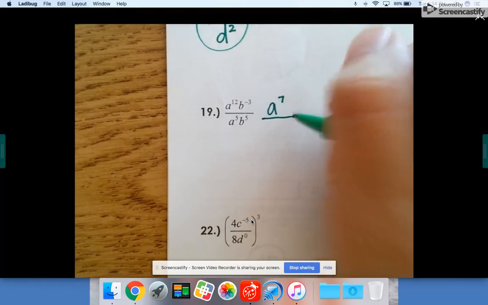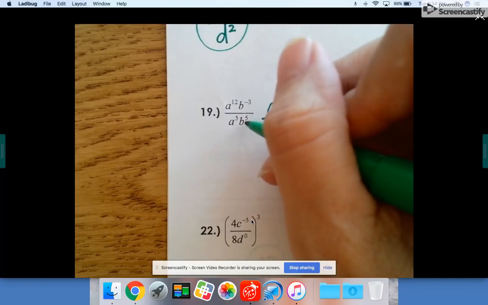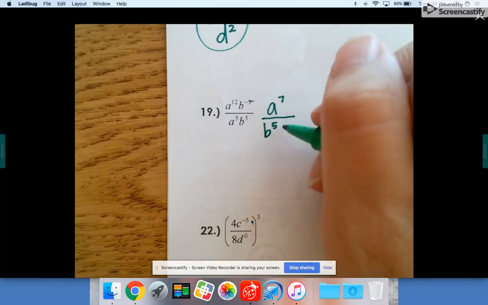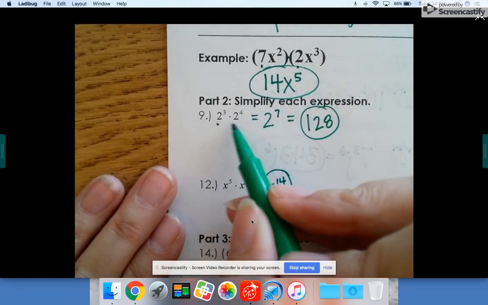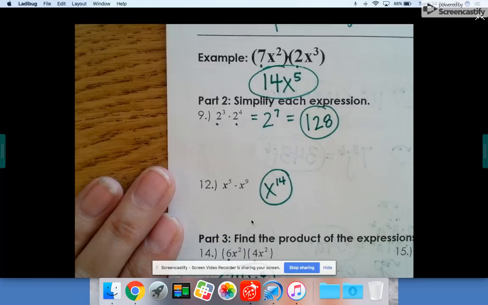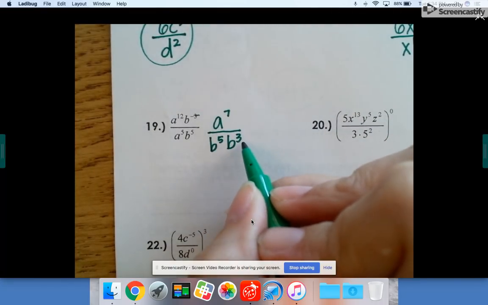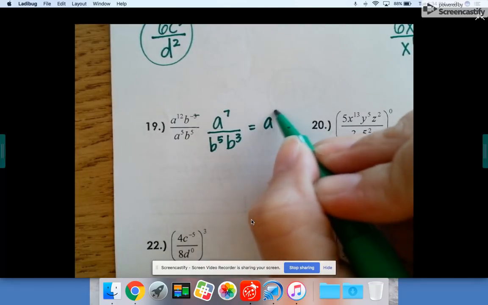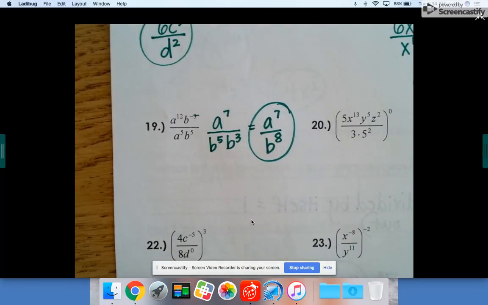Okay, here's where it's a little tricky. This is a negative, so it's going to flip to the bottom. This one is already on the bottom, and it's not negative, so we're going to leave it there. So we first have b to the 5 at the bottom, and now we flipped the b to the 3 also at the bottom and made it positive. Day 1, we had a lesson on when you have the same base, the exponents get added. So b and b is going to become b to the 8th. So our final answer is a to the 7 over b to the 8th because I added the exponents.